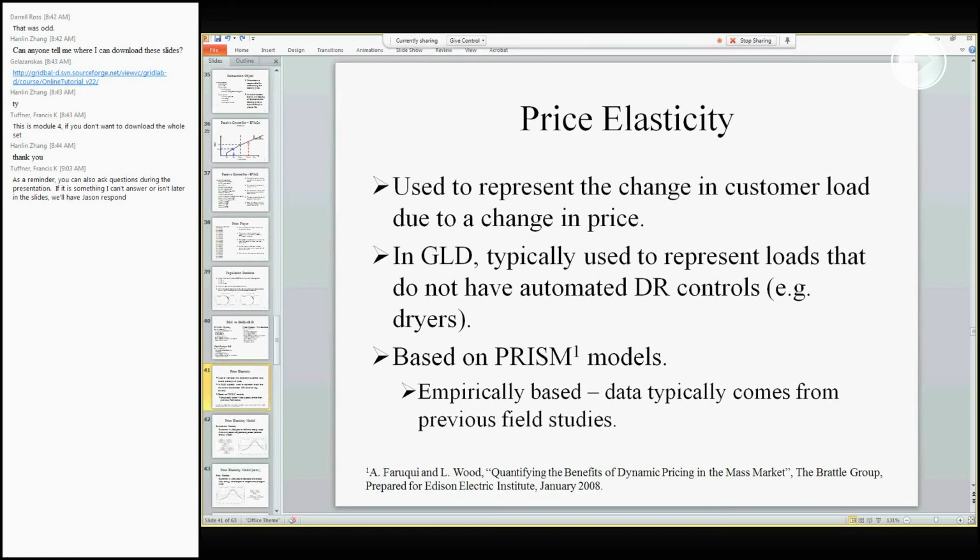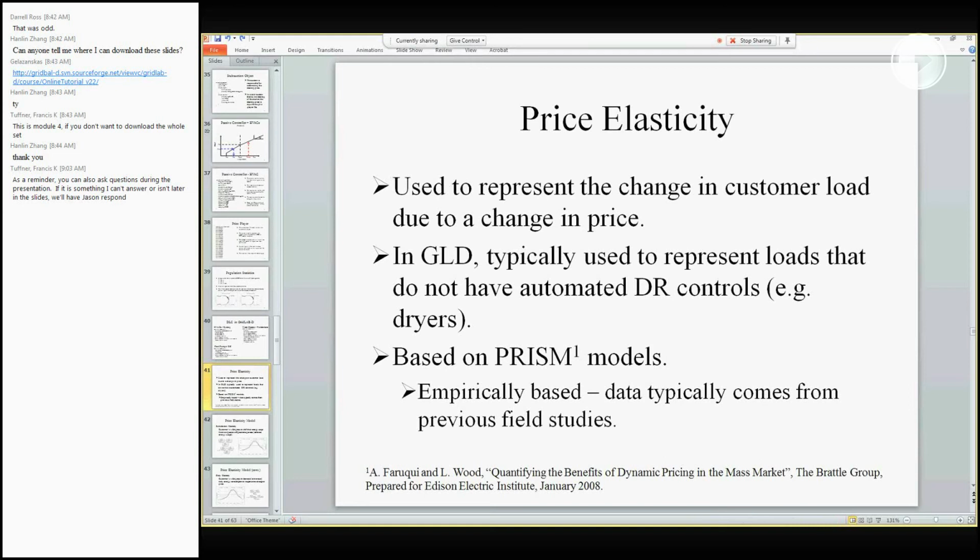So one of the things we looked at was what's called the price elasticity model. It's based on some models that are used in PRISM, which is a high-level economic model that Ahmad Faruqui and Ryan Wood have used to create very empirically based data that says, how much do we think the consumer will respond to this amount of pricing change?